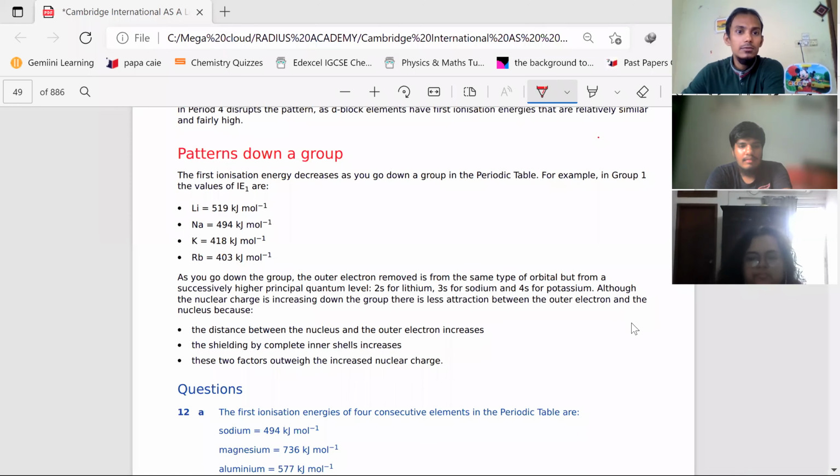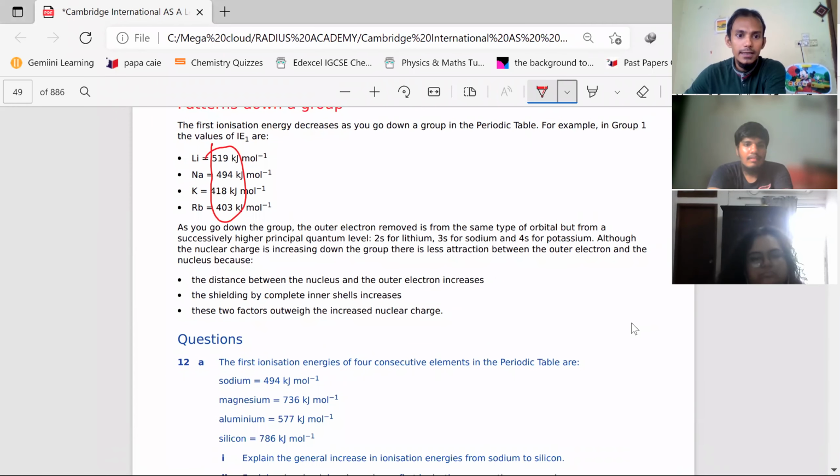Okay, so we are almost done. Patterns down a group. Patterns down a group is very easy. Lithium, sodium, potassium, rubidium. You see 519, 494, 418, and 403. So as you go down the group, the ionization energy is decreasing because of what? The distance between the nucleus and outer electron increases. So this is the main factor. The shielding by complete inner shells increases. So this is another main factor.